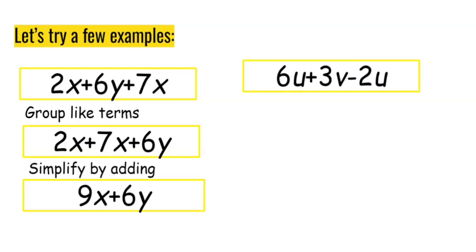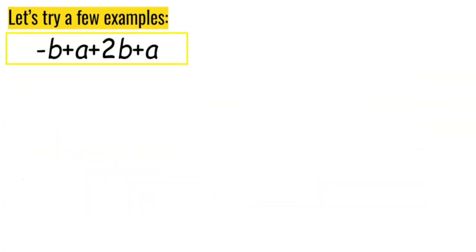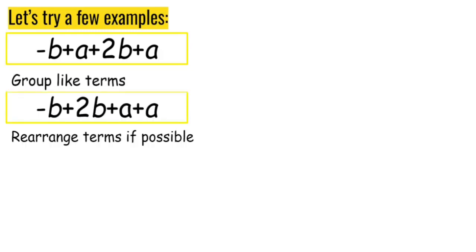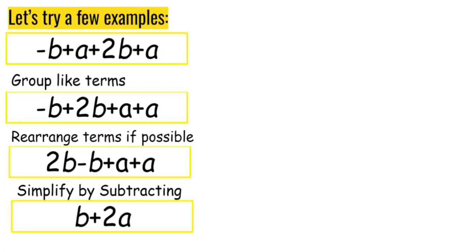Example 2, 6u plus 3v minus 2u. We group the like terms. We end up with a final answer of 4u plus 3v. Let's look at this other example. We have negative b plus a plus 2b plus a. As per usual, we are going to group our like terms, and then we are going to simplify. But for this problem, if we have minus b plus 2b, some persons are not readily able to understand it, so we can rearrange it to become 2b minus b plus 2a, which is the same thing as b plus 2a.